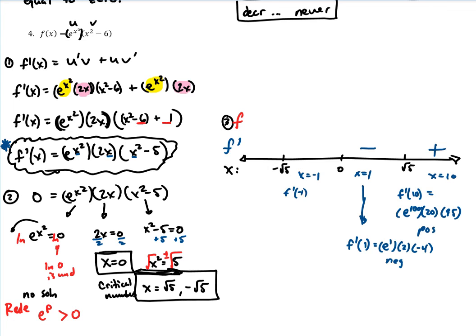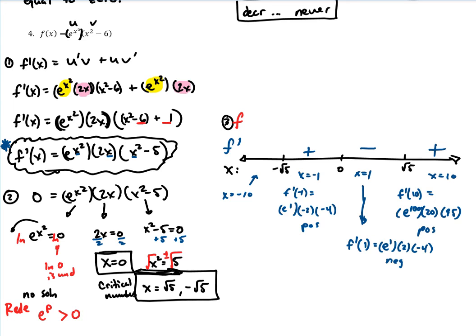Okay, so now let's plug that in. So f prime of -1 goes in here. -1 squared is still positive, so this is e to the 1. 2 times -1 would be -2. And then -1 squared is 1, minus 5 is -4. Okay, I have a positive and a negative times a negative. 2 negatives multiply to give a positive, times a positive is still positive. So this is positive.